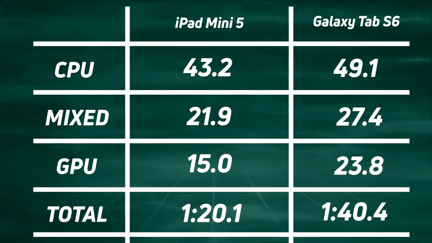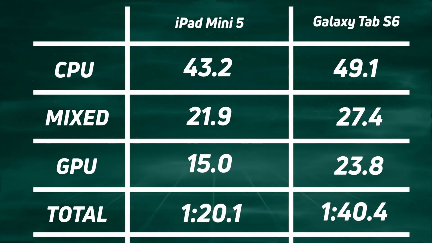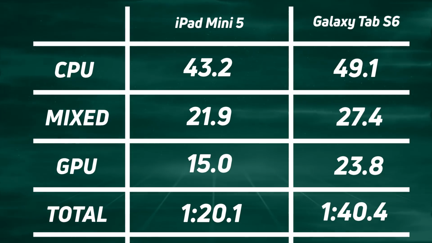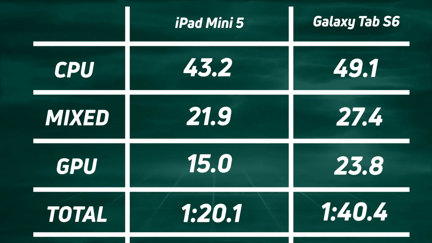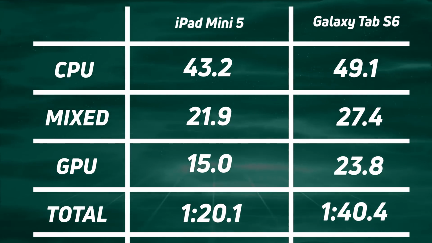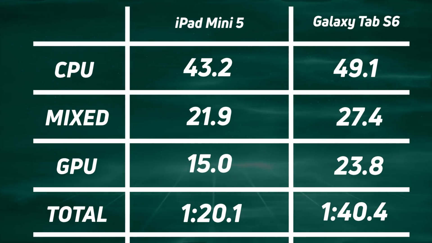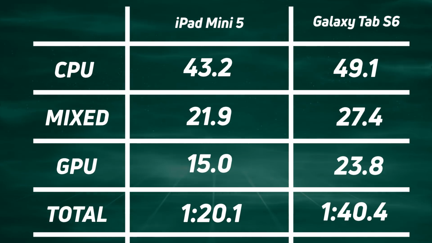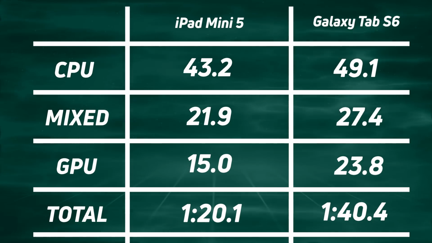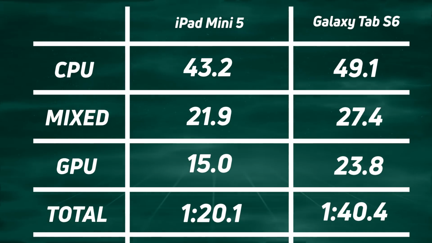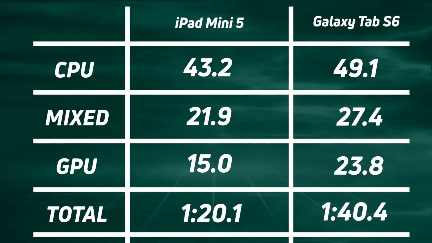And then when we get into the GPU, remembering there are a few more pixels being pushed by the Galaxy Tab S6, 15 seconds compared to 23.8 seconds. So a clear win by the iPad mini 5 in every single category by several seconds. And when you add up all those seconds, you get a total time of 1 minute 20.1 versus 1 minute 40.4. Okay, so there we can see that the iPad mini 5 won.